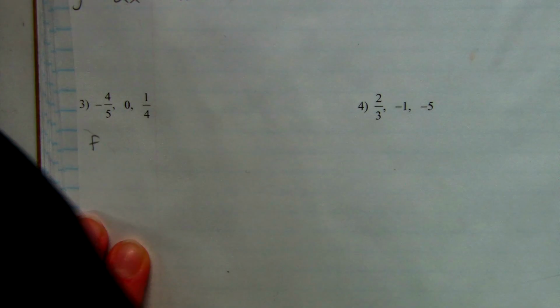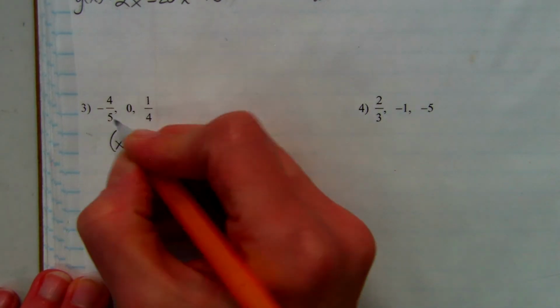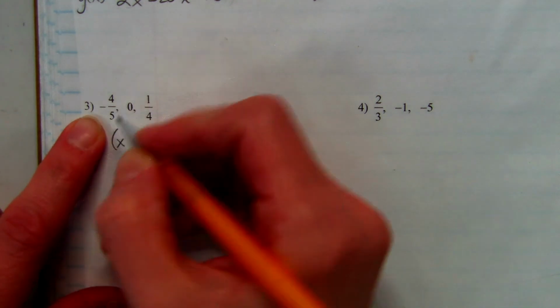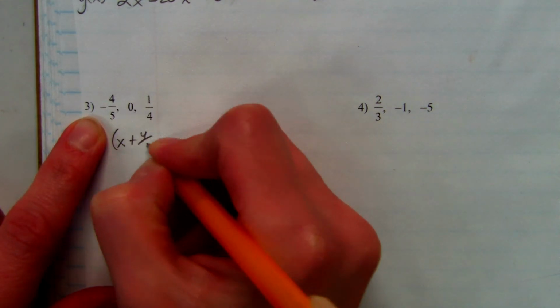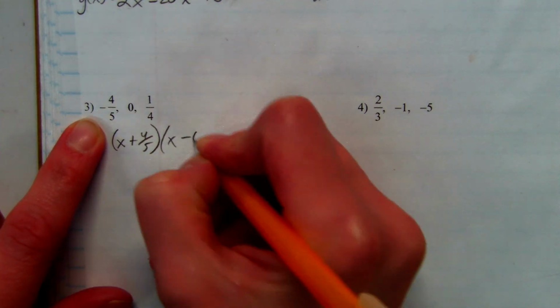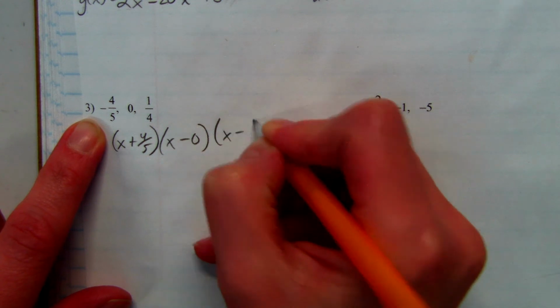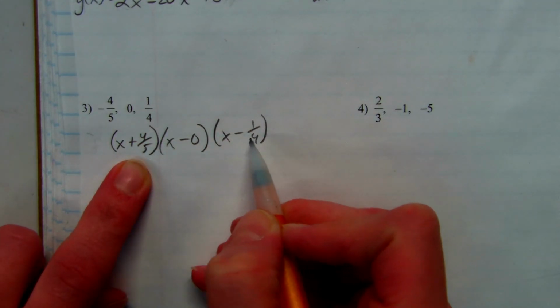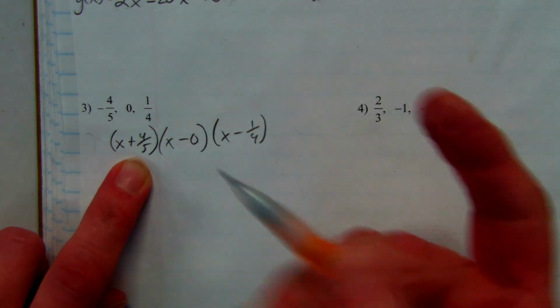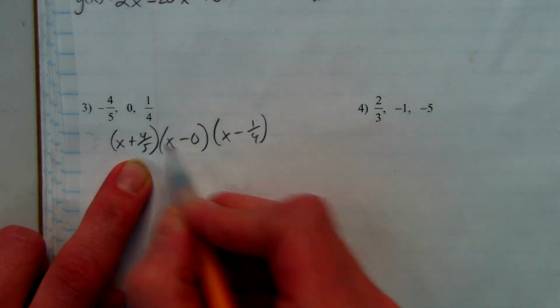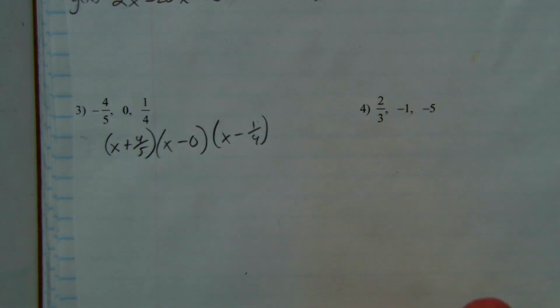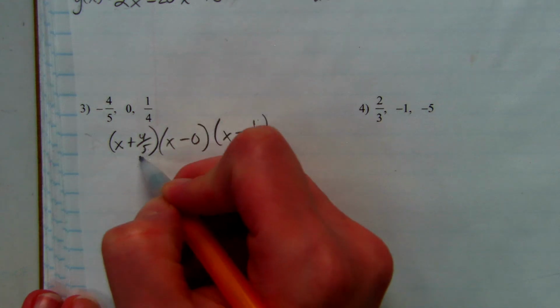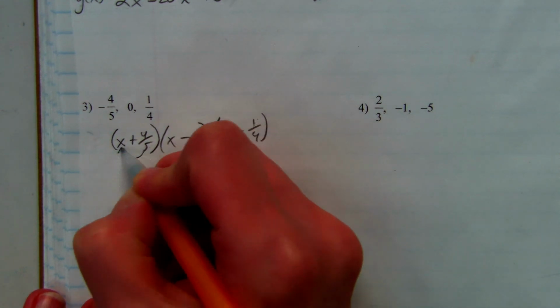Actually, I'm going to start by making the factors. For the 0, you just make it x. If I have minus 4/5, you're subtracting a negative, so make that plus 4/5. x minus 0 and x minus 1/4. Now, it says we have to have integral coefficients, meaning integers. We're not allowed to have fractions in here. So we're going to do part of our factoring thing where we go bottoms up. You're going to take the denominator and move it up.